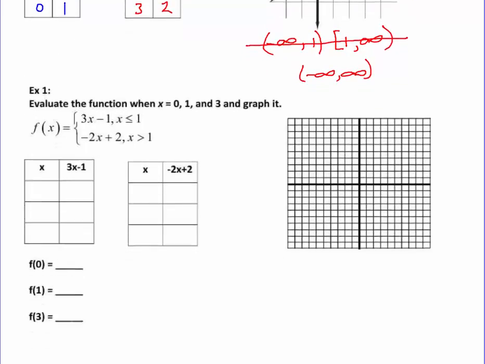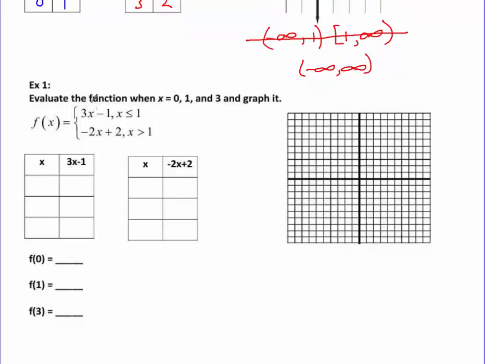All right, so let's go down and take a look at another one. So we have f of x equals 3x minus 1 when x is less than or equal to 1, and f of x equals negative 2x plus 2 when x is greater than 1. So we're just going to do what we did up there. It says evaluate the function when x is 0, 1, and 3, and graph it.